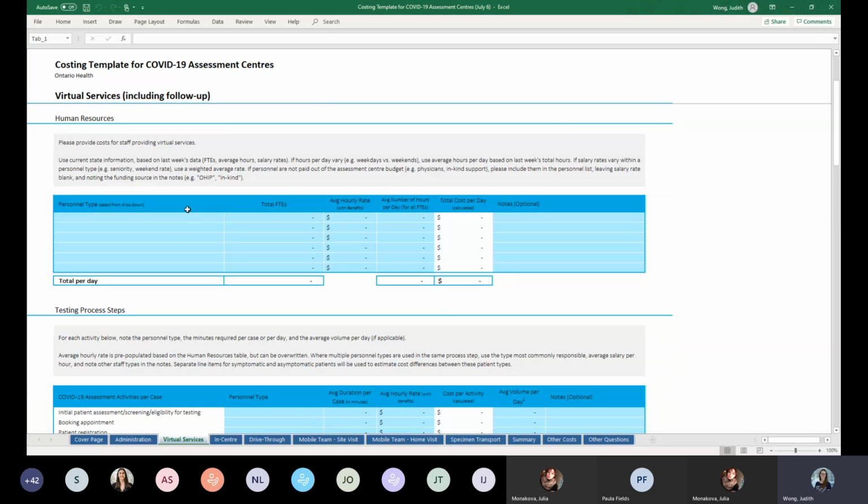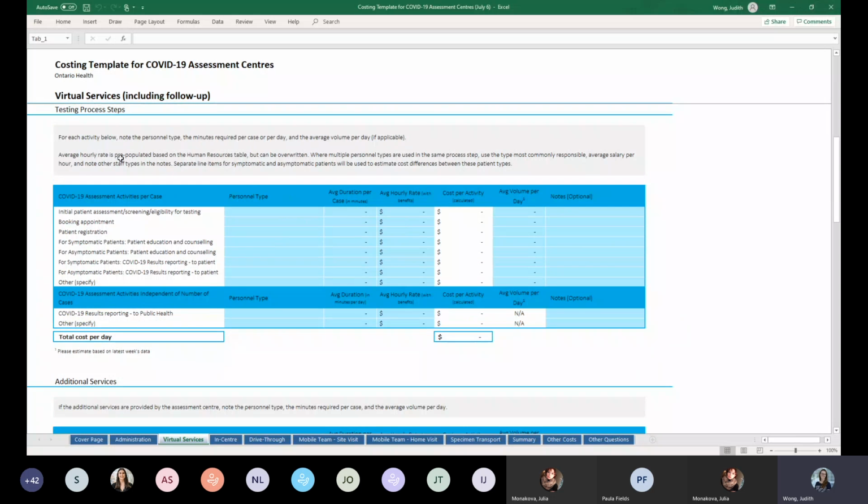Similarly to administration, the first section is on human resources, which is your personnel, your FTEs, their hourly rate, and the total number of hours per day, which is across all FTEs. So if you have 2 nurses working full days, that would be 7.5 times 2 in this cell here. We have general categories for what we think are the most likely personnel types. If your type differs, you can enter other and then specify in the notes who that is for us.